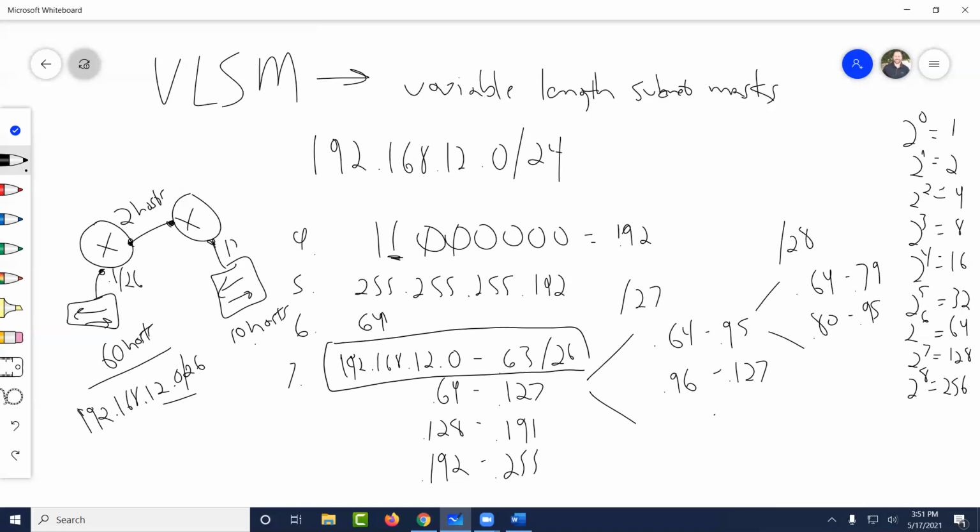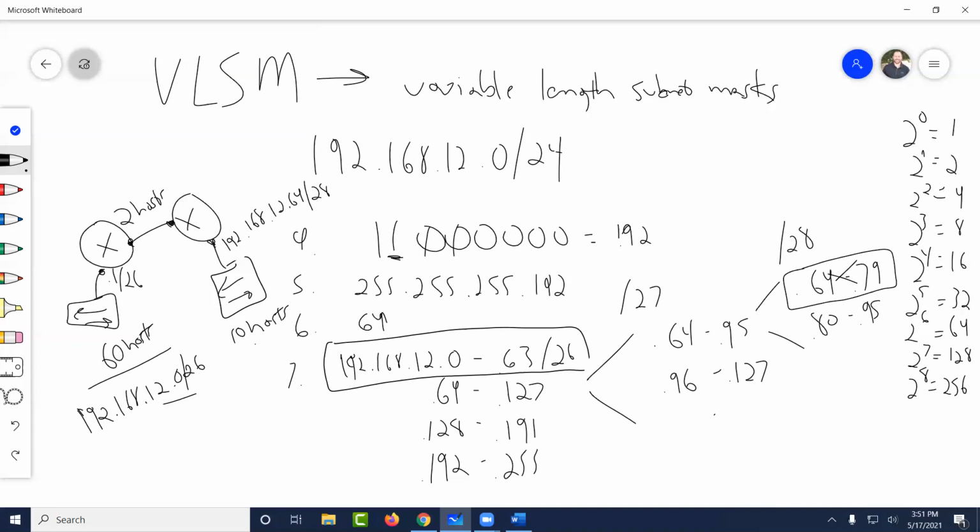So I could come over here and do 192.168.12.64/28 would be the network I put right there. So this one's been used. Okay, so that one's used. And then we could keep subnetting on out.